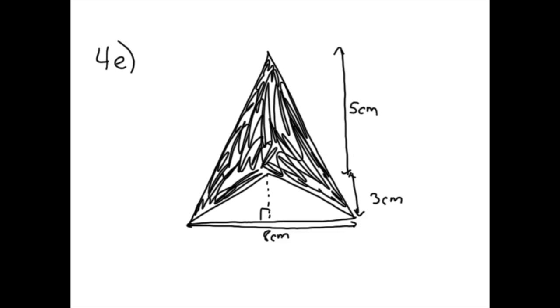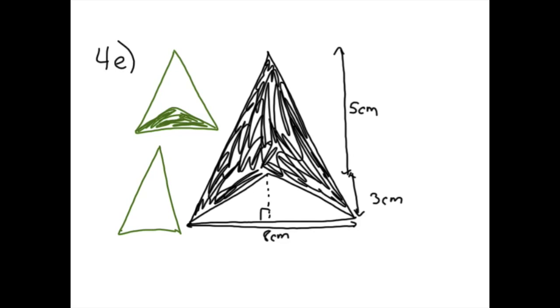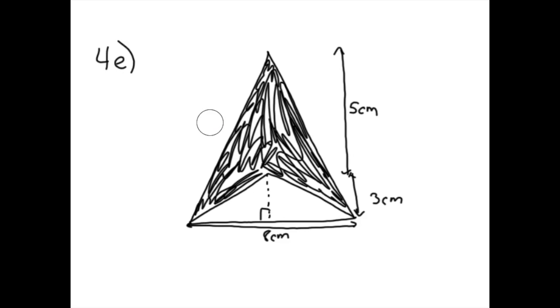Okay, let's take a look at this last problem, problem 4E. When I look at this, I see a triangle, a large triangle, and I see a smaller triangle that I'm shading in green inside of it. So in order to find the area here, I'm going to want to find the large triangle first, and then I'm going to find the small triangle, and I'm going to want to take the small triangle away so that I'm left with just the shaded figure. So that means that I'm just trying to find the area of triangles here.